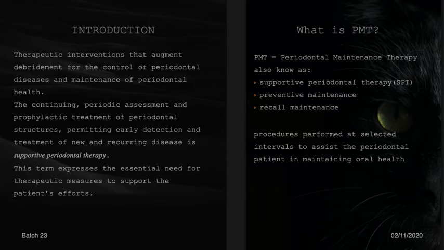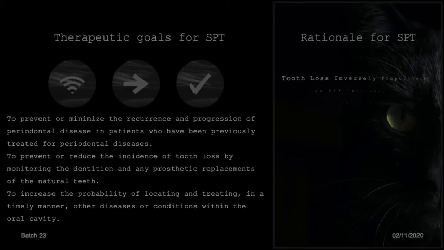So it is a therapeutic intervention that augments debridement for the control of periodontal disease and maintenance of periodontal health. Periodontal maintenance therapy is also called supportive periodontal therapy, or periodontal recall maintenance therapy. Basically, it is a procedure performed at selected intervals to assist periodontitis patients in maintaining good oral hygiene. So what is the goal of supportive periodontal therapy?